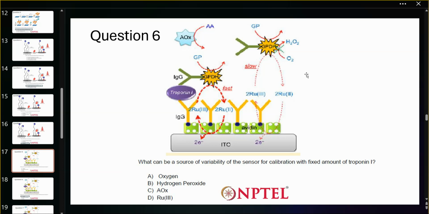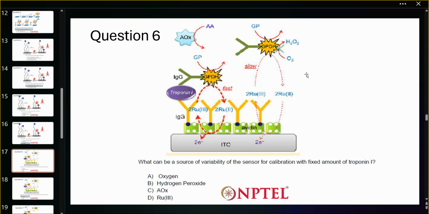Immunoglobulin antibody. Then you are detecting troponin, then you are getting a labeled immunoglobulin antibody, so that has GPDH2. And you also have the AOX enzyme here. So this is a very complex system. Just understand what is happening.